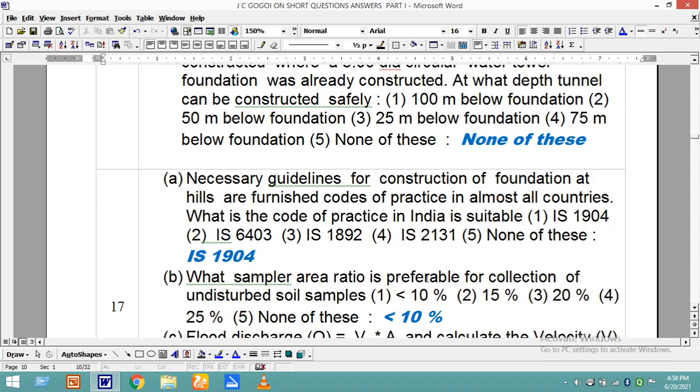What slope area is preferable for collection of undisturbed soil samples? Less than 10%, 15%, 20%, 25%, none of this. Less than 10% is more preferable for collecting undisturbed samples.